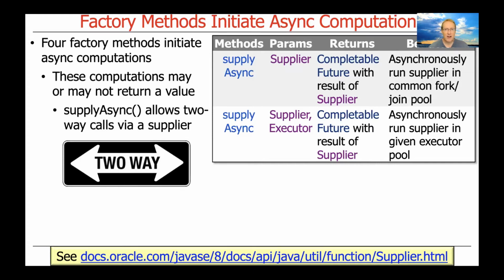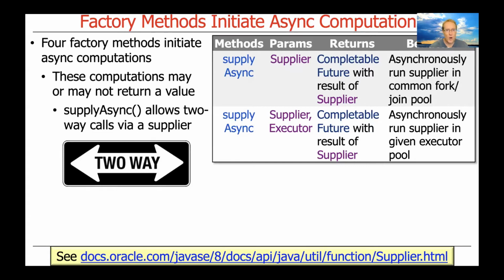So the supplyAsync variant that just takes one parameter will execute in the common fork join pool, which is a good default to use. That's very much like the Java parallel streams framework. The second version of supplyAsync takes a supplier, which behaves the same as before, but it also takes an executor. And what this will do is asynchronously run the supplier in the given executor pool. So there's typically a thread or threads that are part of that executor. And this allows you to define your own thread pool that gets used instead of the common fork join pool. But other than that, they work the same.